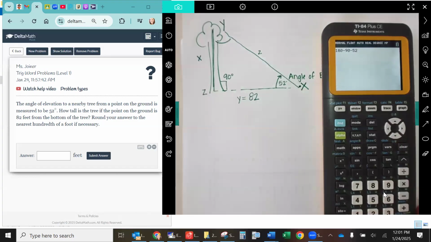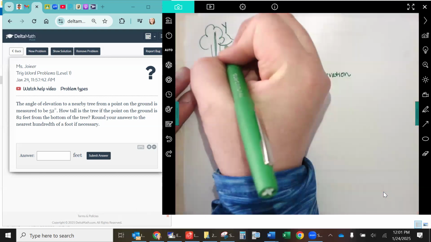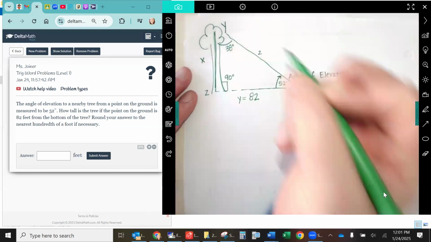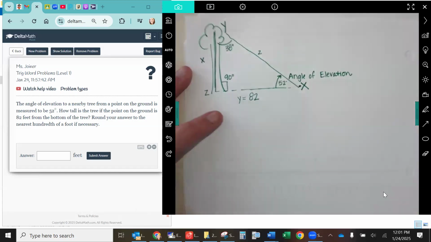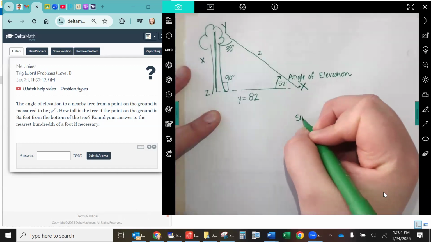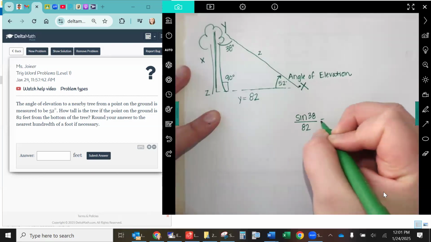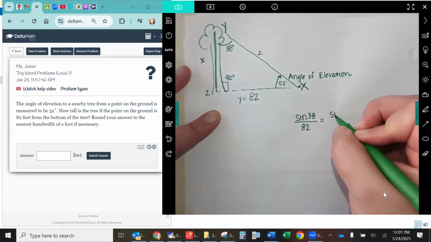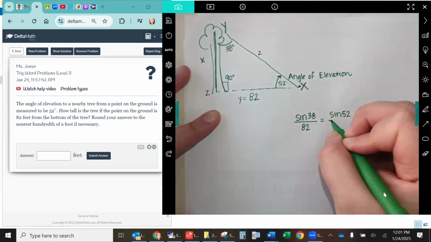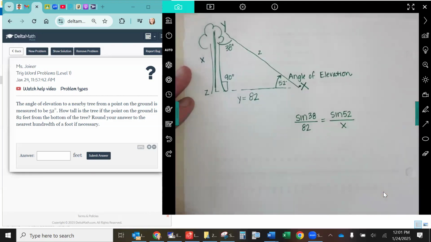So 180 minus 90 minus 52 means that top corner is 38 degrees. And then now, like I said, we have those partners that we can set up: sine 38 over 82 equals sine 52 over X.